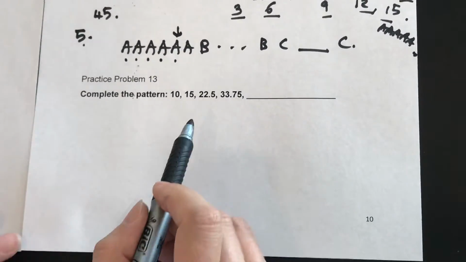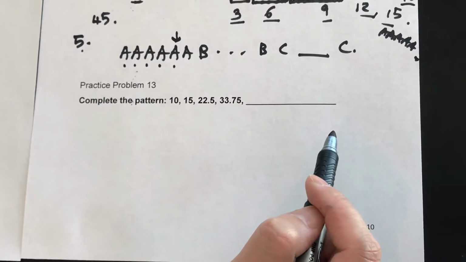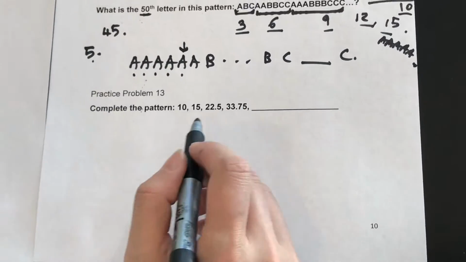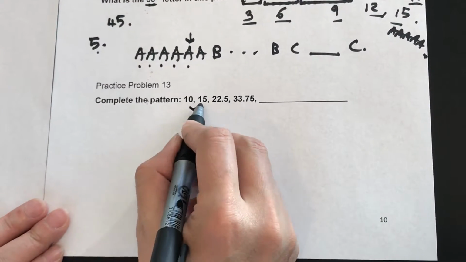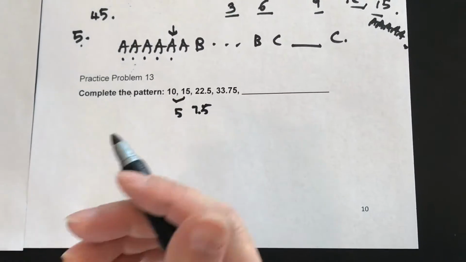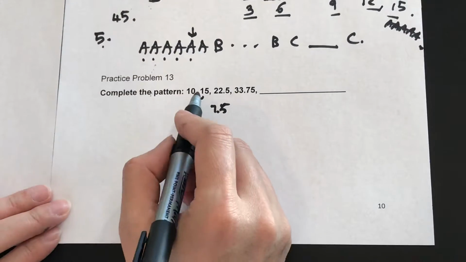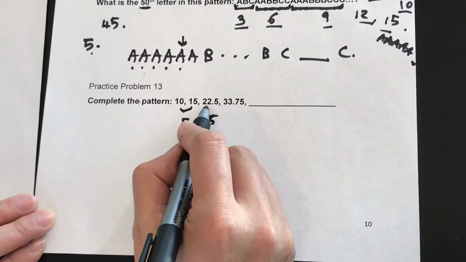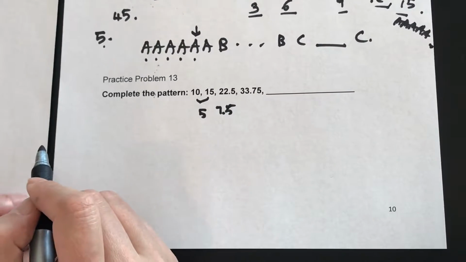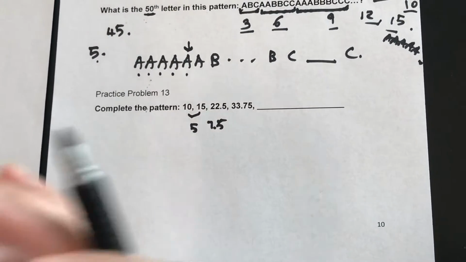Practice problem 13: Complete the pattern. 10, 15, 22.5, and 33.75. This one, the principle is not very obvious. So we have the difference here is 5, and then 7.5, and so on. It's increasing in a not very clear way. Since the number increases, the difference increases too. It's kind of a hint that maybe the ratio will remain the same. So this is just guessing, right?